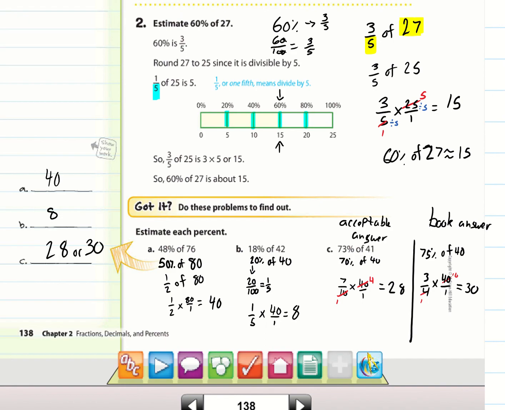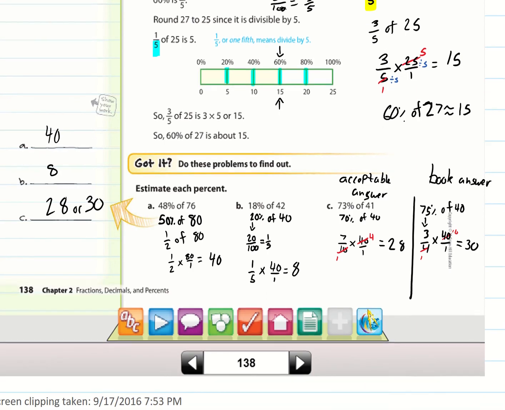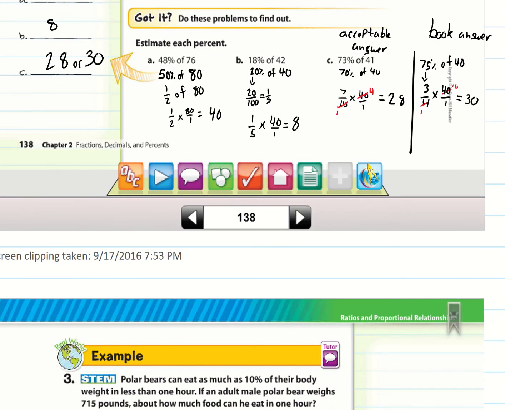I said 73. I wanted to do 70% because I knew I can get 7 over 10 as my fraction. And 7 over 10 times 40, if I cross divide, that gives me 28. The book did 75%, so 75% is going to go to 3 over 4. So 3 over 4 times 40 over 1 is going to equal 30. Because we're estimating, depends on your teacher, some people may have different answers.